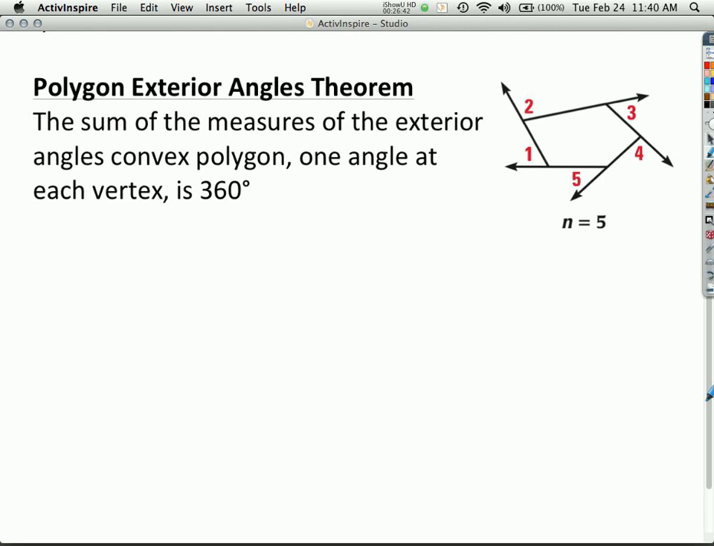When we added up the exterior angles, no matter what size the shape was, no matter how many sides the shape had, what did it always add up to? 360. So if we have a pentagon and we extend the sides so that we create exterior angles, 1, 2, 3, 4, 5. A 5-sided shape will have 5 exterior angles. A 6-sided shape will have 6 exterior angles. But no matter what, they will always add up to 360. And that was the exploration yesterday.